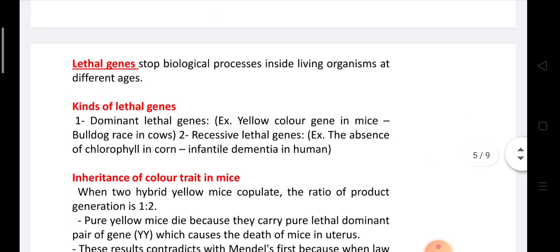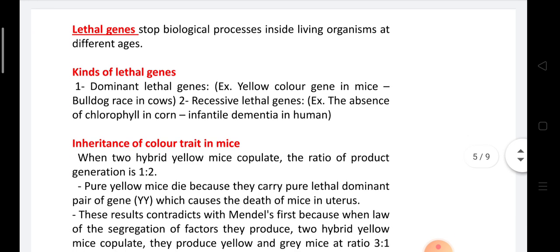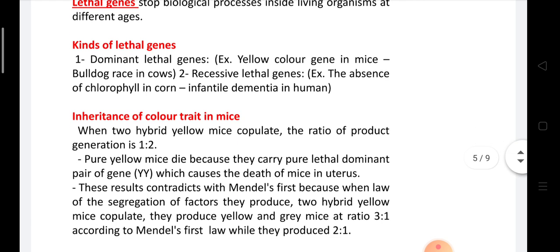Dominant pure, like the yellow color gene in mice. When the mouse controls its yellow color with Y capital, Y capital, this mouse dies inside the uterus of its mother. But when it is yellow hybrid like Y capital, Y small, it will live and can produce new generations. Another type of dominant lethal gene is the bulldog race in cows.